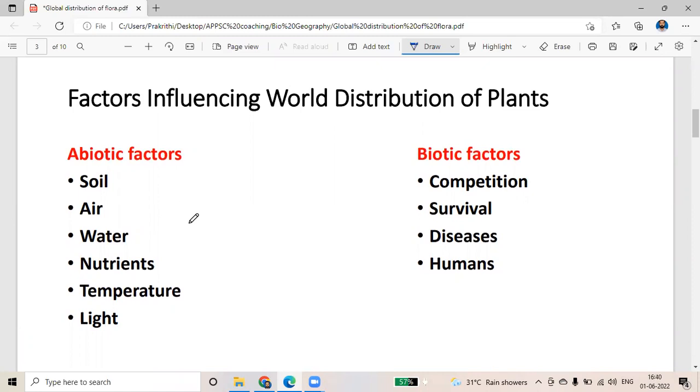Actually, this is not in our syllabus, but for understanding, you have to understand what are the major factors which influence. So abiotic, being soil. Last time when we studied, I said we have different types of soil and they vary in their fertility rate, water holding capacity, density, air holding capacity. All these are different. So some plants grow in some particular soil only.